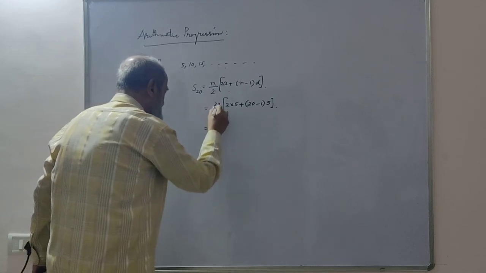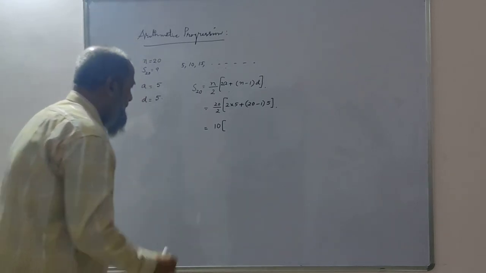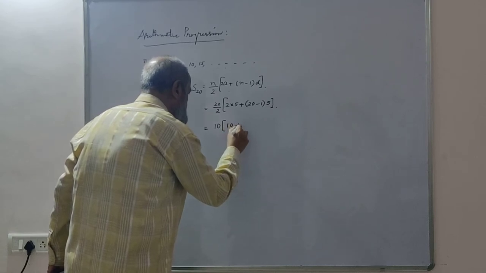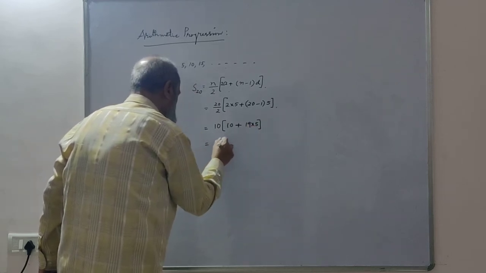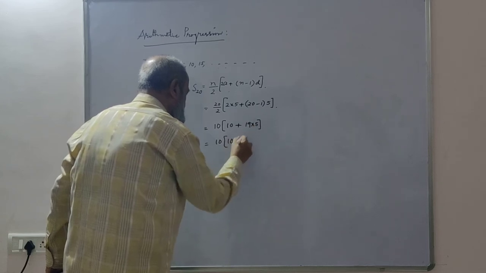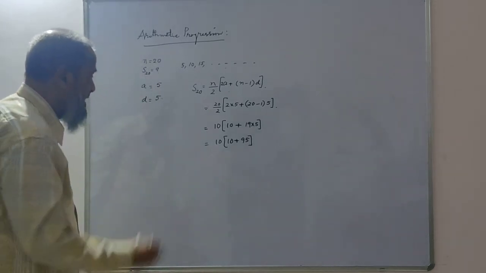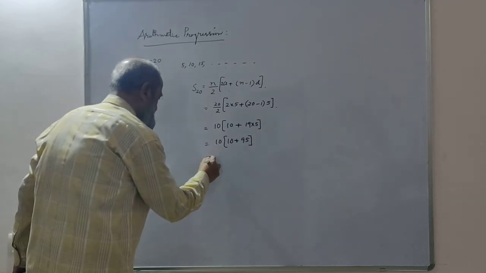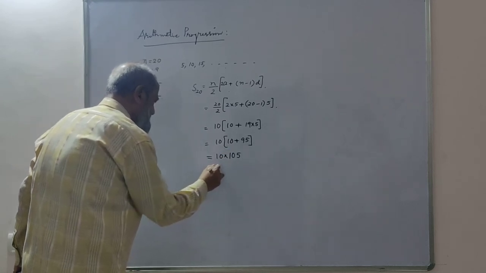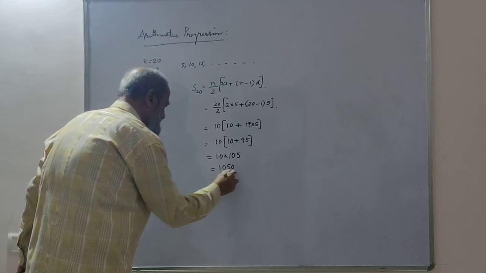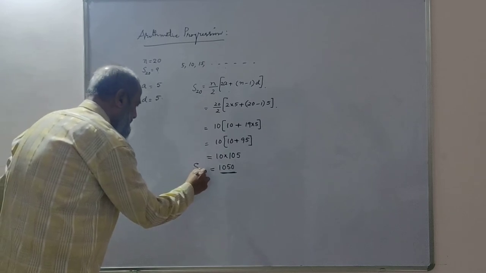So this will be 20 by 2, you can divide it, it will be 10. It is divisible, so you can divide it. 2 into 5 is 10, plus 20 minus 1 is 19, 19 into 5. 20 into 5 is 100, so 19 into 5 will be 95. So this will be 10 into 105. The product of these two will be 1050. So this is the answer. This will fetch you 2 marks.